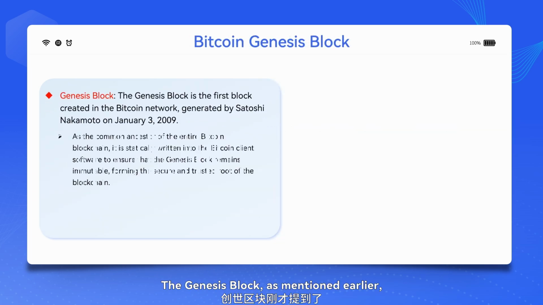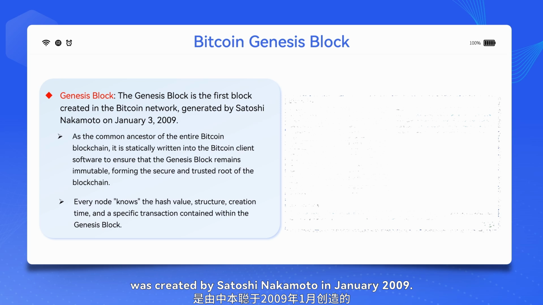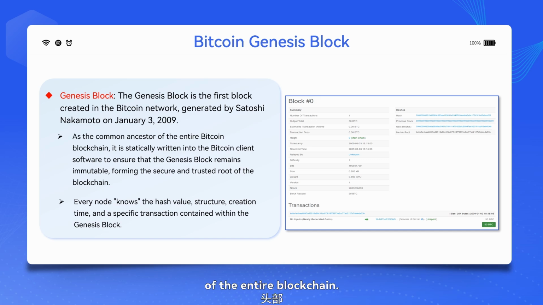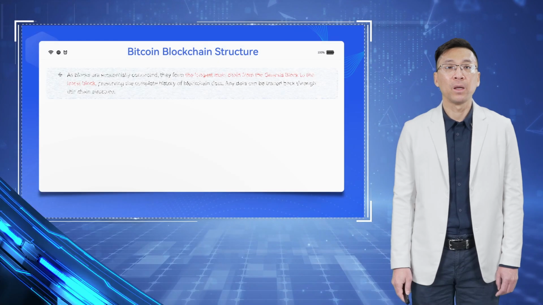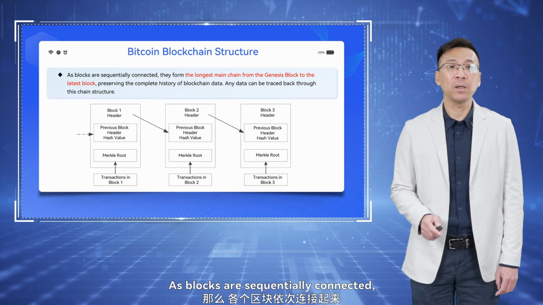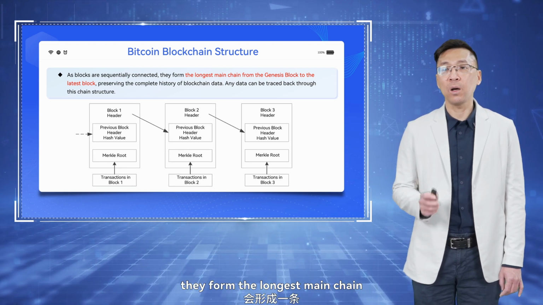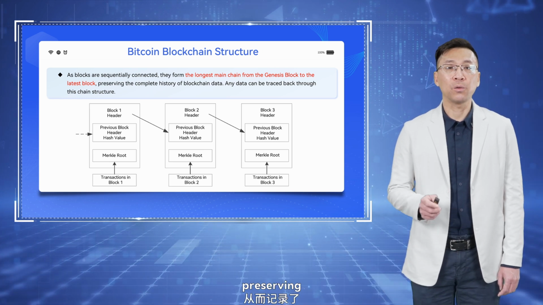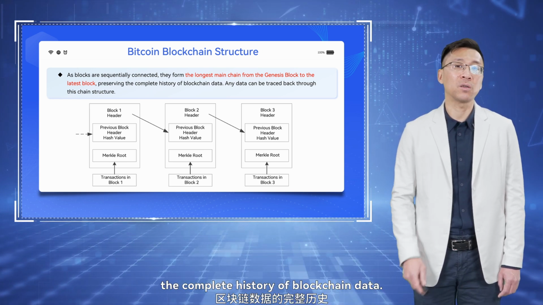The Genesis block, as mentioned earlier, was created by Satoshi Nakamoto in January 2009. It serves as the starting point of the entire blockchain. As blocks are sequentially connected, they form the longest main chain from the Genesis block to the latest block, preserving the complete history of blockchain data.